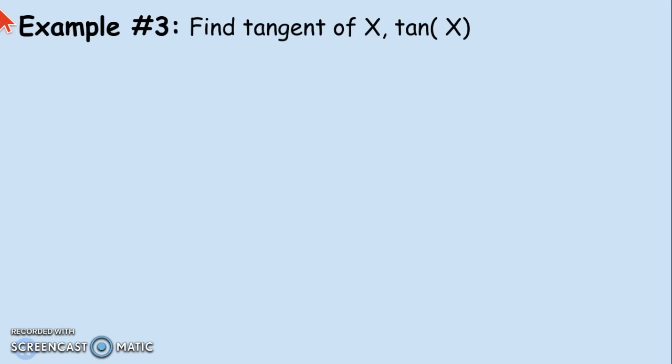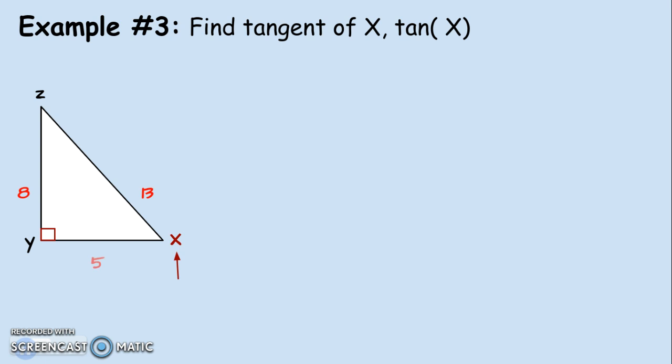And finally we have example number 3. Find tangent of X, or tan of X, in right triangle XYZ. This triangle has side lengths of 8, 13, and 5. We are trying to find the tangent of X. Our last part of the mnemonic device was TOA. T stands for tangent, and tangent is equal to opposite over adjacent, the opposite of X and the length adjacent to X.